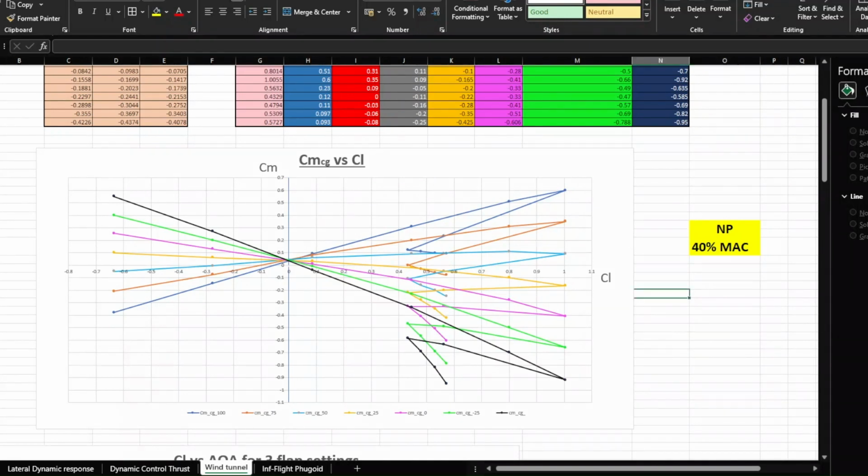When the CG position is coincident with the neutral point, the static margin is 0, and therefore the plot would be completely horizontal. The light blue and yellow lines are close to this, which are for 25 and 50% CG of the mean aerodynamic chord. I would estimate the neutral point to therefore be around 40% of the mean aerodynamic chord.